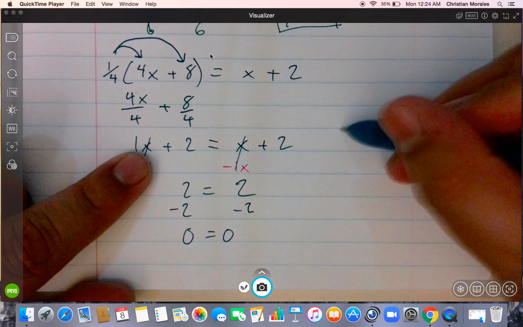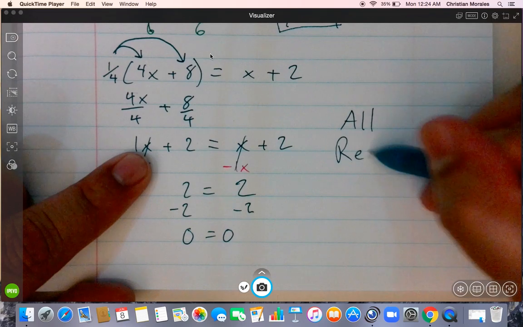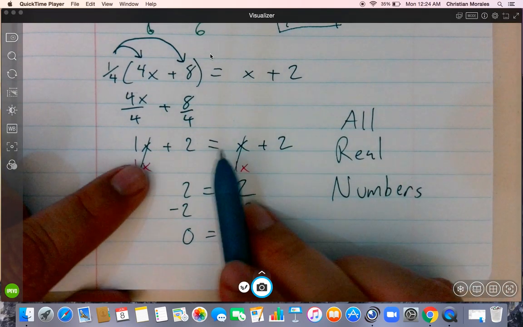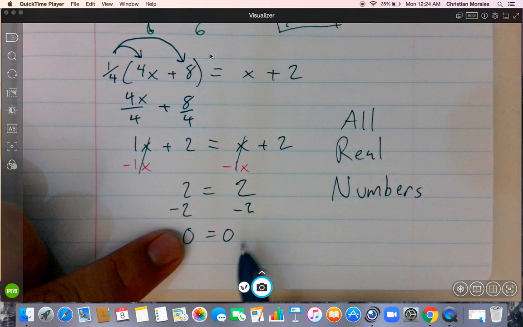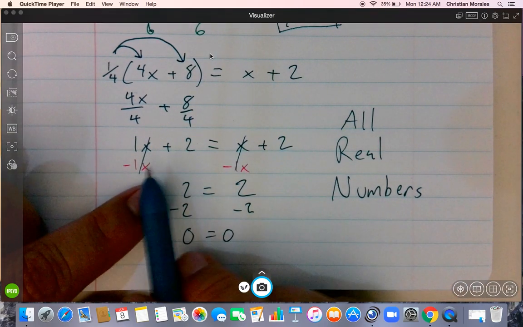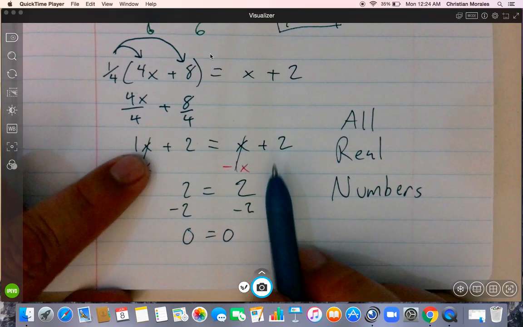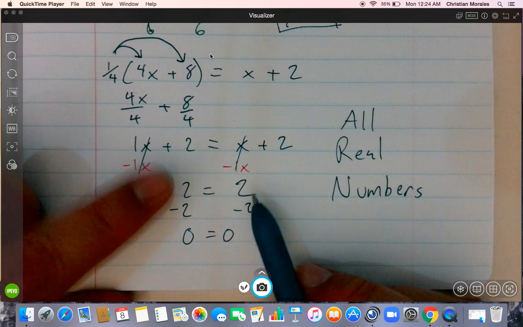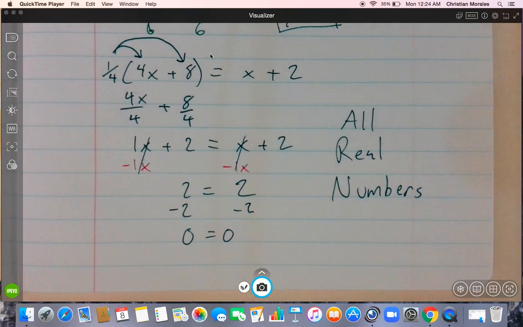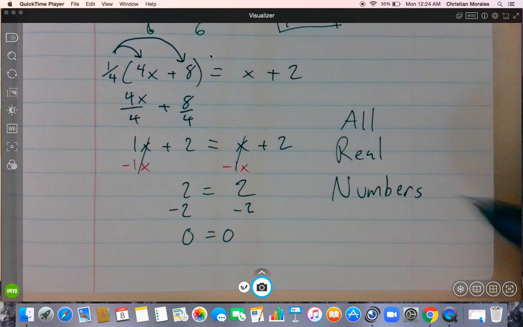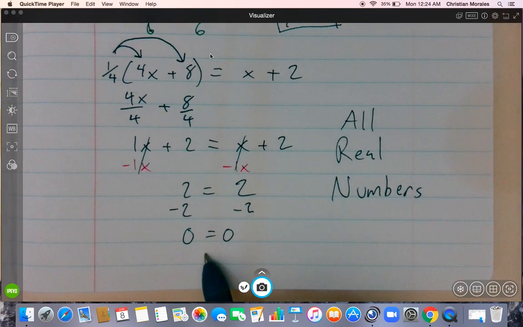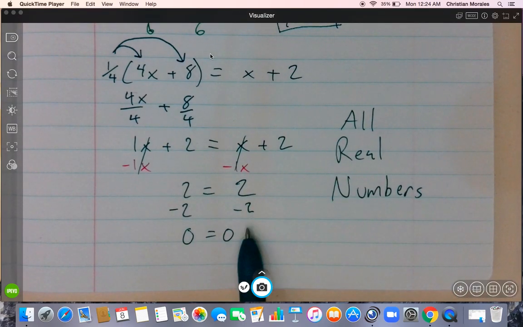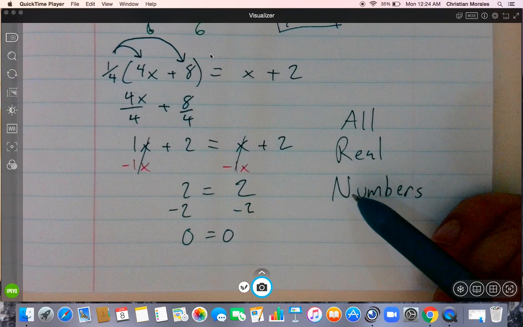The answer for x is all real numbers, because it doesn't matter what number you plug in for x, you're always going to end up with the same thing, 0 equals 0. They will always cancel out. So you can plug in 10, you can plug in 100, you can plug in 50, and they will cancel out to this, and then this will cancel out to this. So what's your answer for x? Any number you want. It doesn't change what will happen. All right? So when your x's cancel out and you have the same thing on both sides, it's all real numbers.